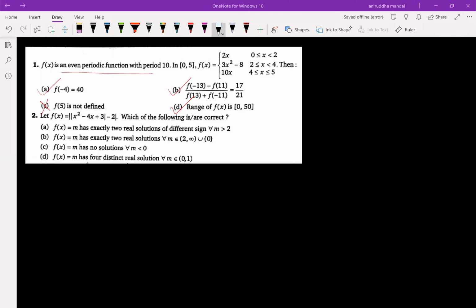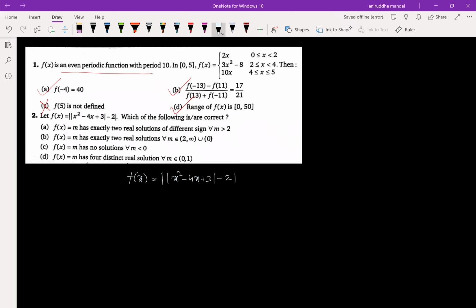The next question is, a function is given f(x) equal to mod of mod of x² minus 4x plus 3 mod minus 2, the complete mod of this function. Which of the following options are correct? So this is also another more than one correct question.